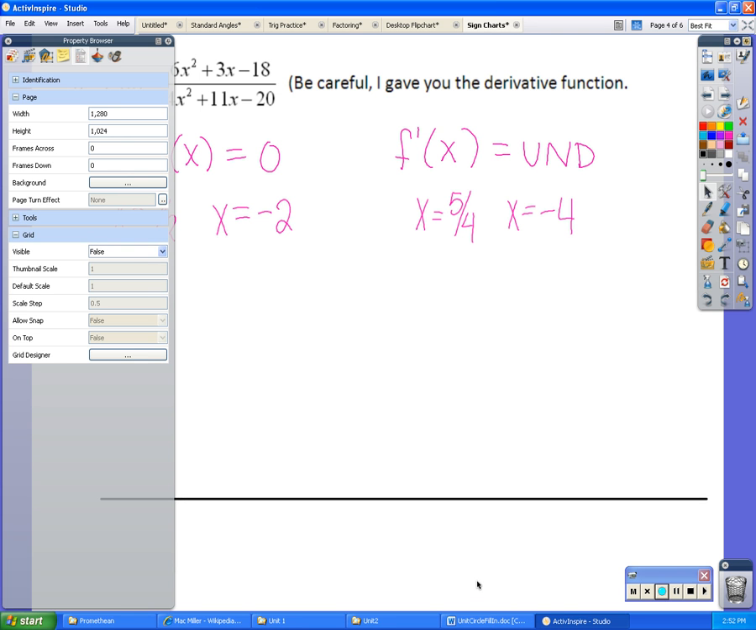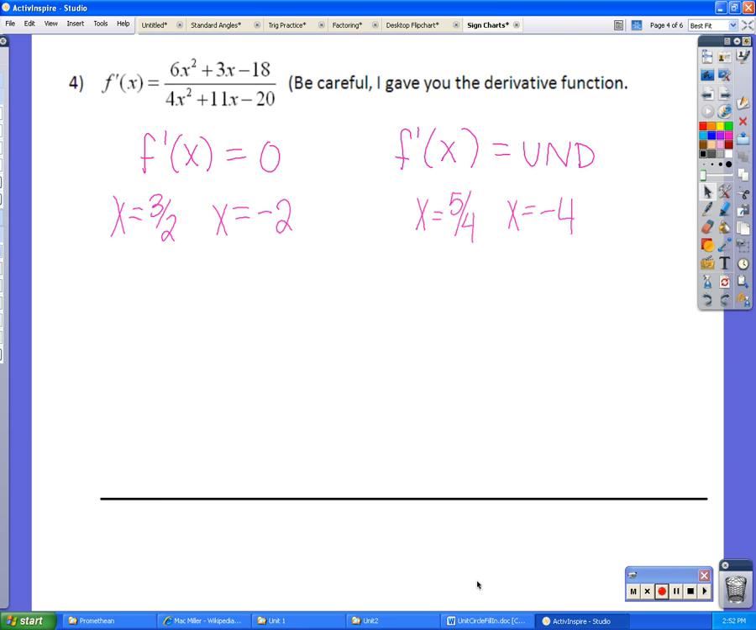We have the 4 values, and what I'm going to do over here is label my sign chart, f prime of x. I'm going to place all my values in numerical order, and I'm going to leave enough space between them so that I can write. Next one would be negative 2. Next one would be 5/4. The next one will be 3 halves.